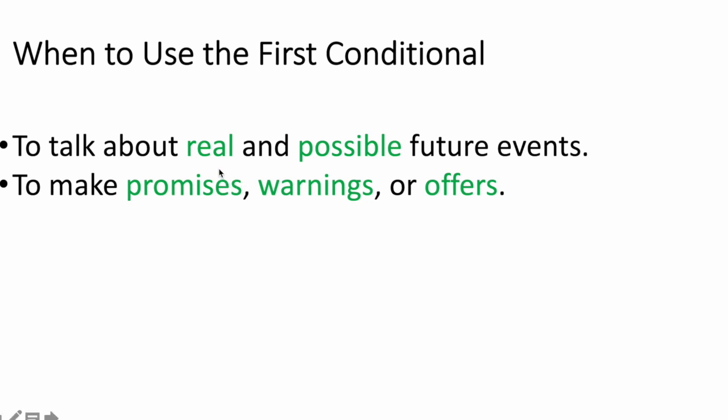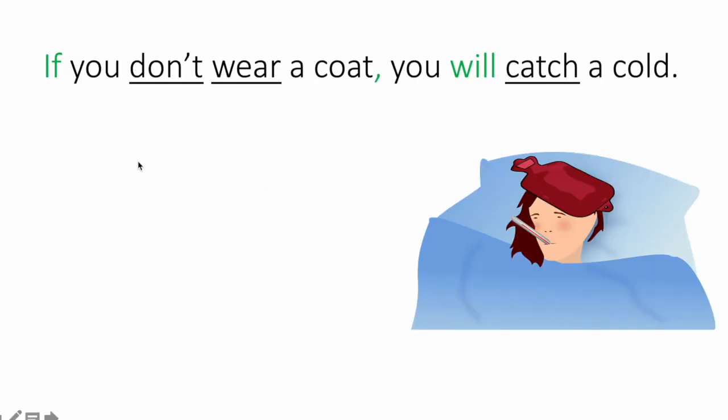Let's put everything together. When do we use first conditional? To talk about real, possible future events based on whatever happens right now, or to make promises, warnings, or offers. Let's look at one warning. If you don't wear a coat, you will catch a cold.